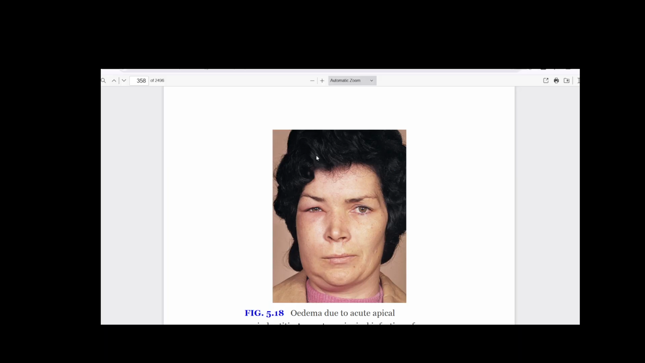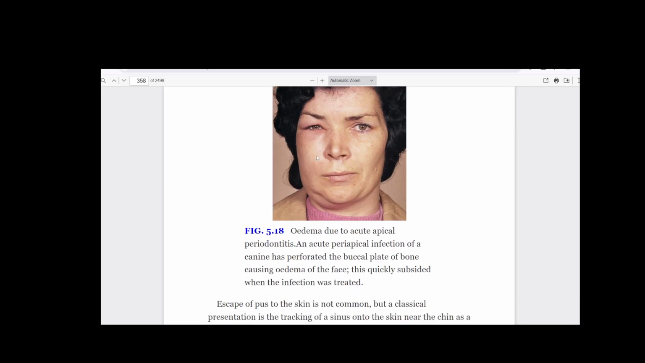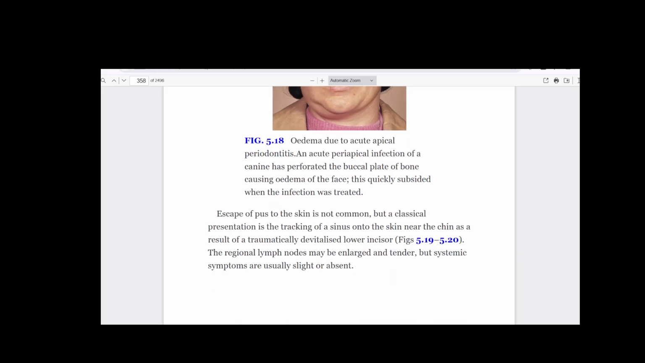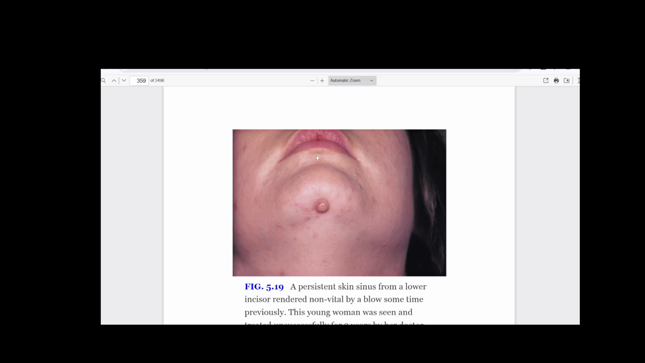Escape of pus to the skin is not common, but a classical presentation is the tracking of a sinus onto the skin near the chin as a result of a traumatically devitalized lower incisor, Figs 5.19 to 5.20. The regional lymph nodes may be enlarged and tender, but systemic symptoms are usually slight or absent. Fig 5.19, a persistent skin sinus from a lower incisor rendered non-vital by a blow some time previously.